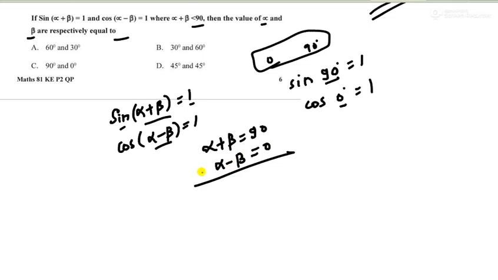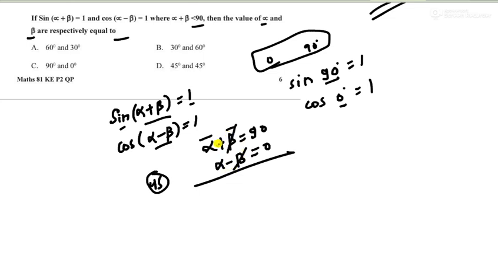Now solve this in the form of linear equation. Or else you can do it like this: which two values will give 90 when you add them and 0 when you subtract them? So it is 45, right? 45 plus 45 is 90 and 45 minus 45 is 0, correct? So if you can't do this, just do it by linear equation.